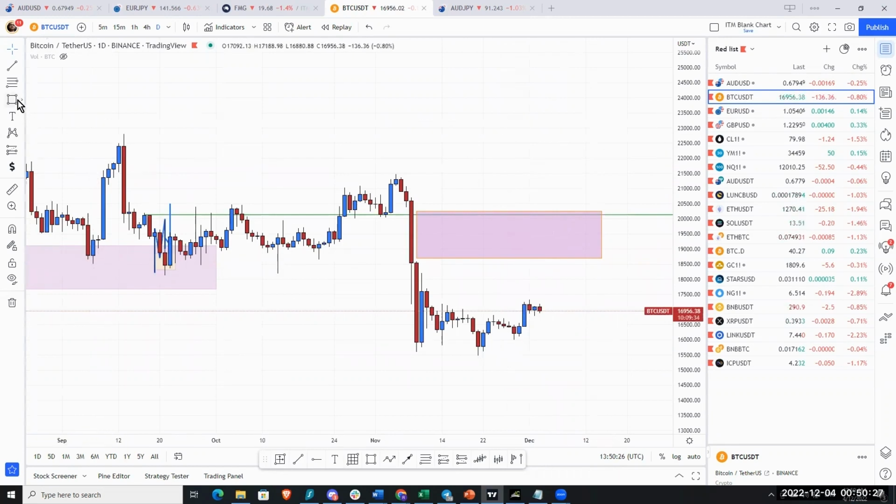I'm not long on this one just yet. I already exited some of the position, and I can see another fair value gap just right up here. Okay, that's my fair value gap. Has the market moved to the 50% of that? I don't think so.